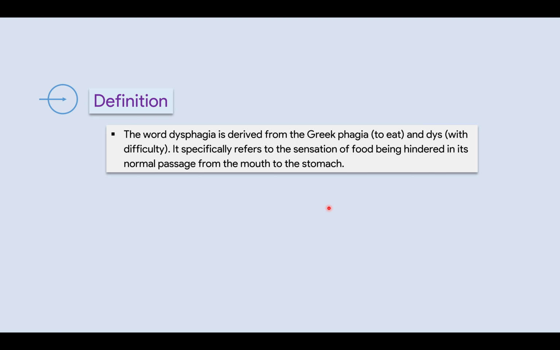So there are other terminologies such as aphagia, odynophagia, and globus pharyngeus. So these are the 3 important terminologies we should be aware of. Aphagia means complete obstruction to the swallowing. Odynophagia means there is difficulty.